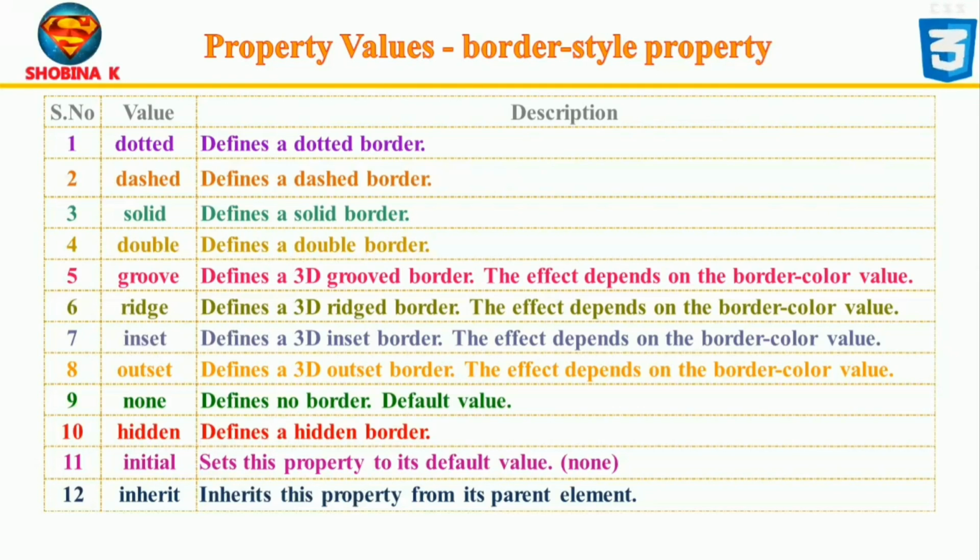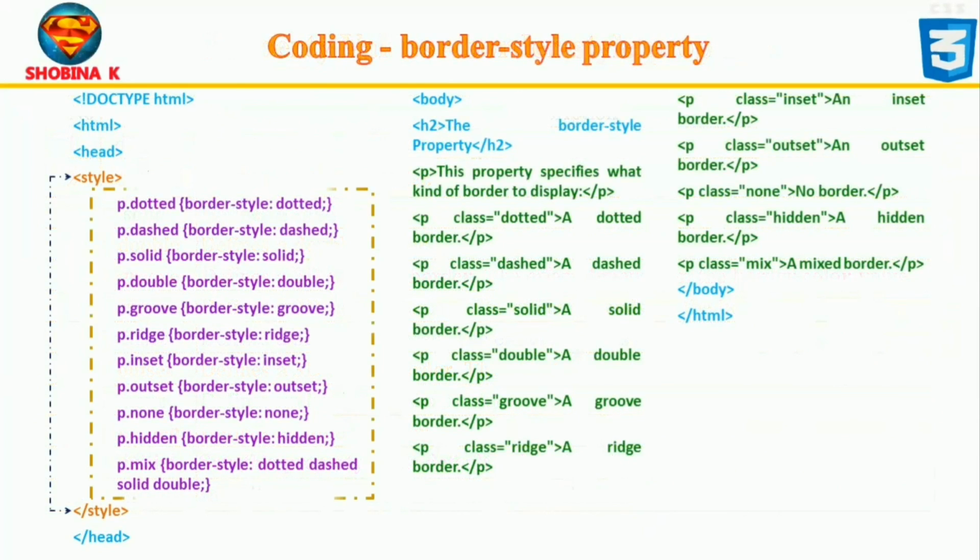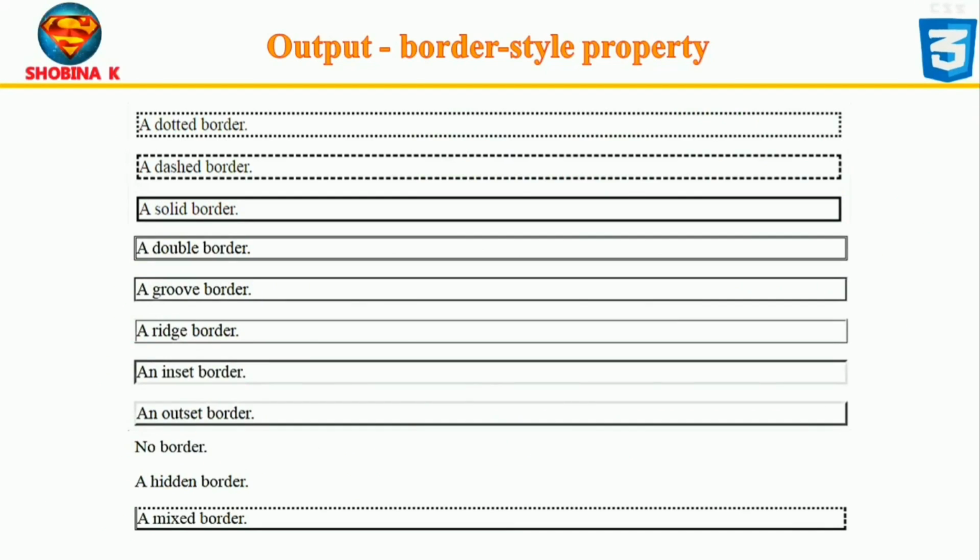None, it doesn't define any border. So no border, equivalent of border with value 0. Hidden, same as none, except in terms of border conflict resolution for table elements. Initial will set this property to its default value. Inherit will inherit its property from its parent element. And this example shows all these border styles. And it will produce the following result.